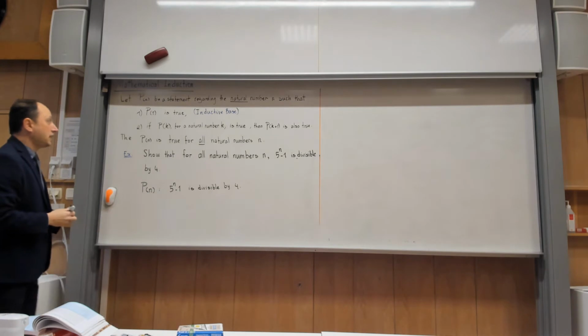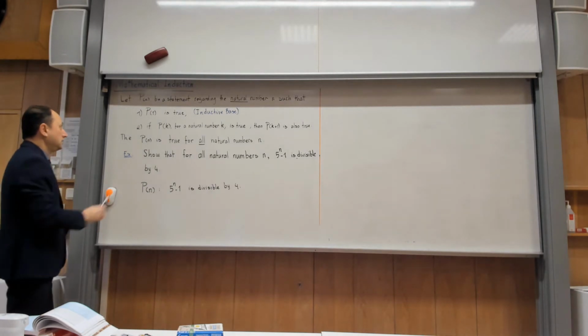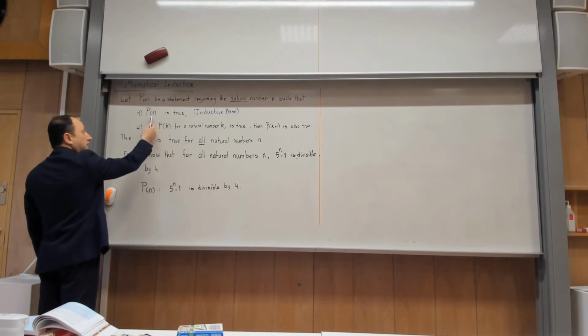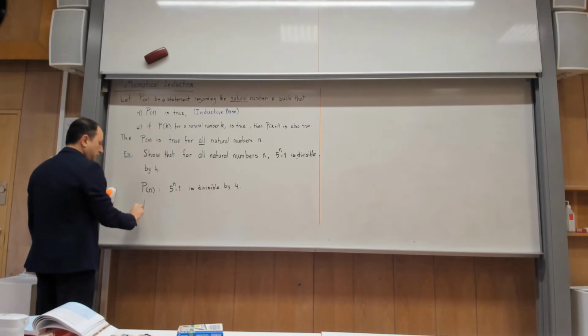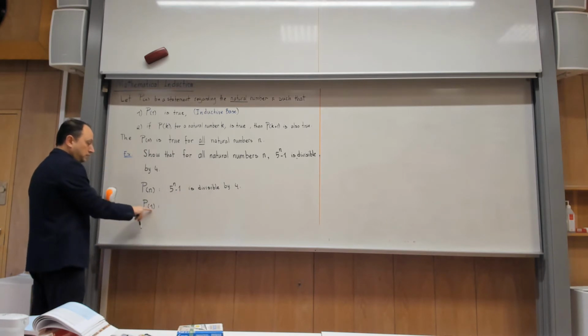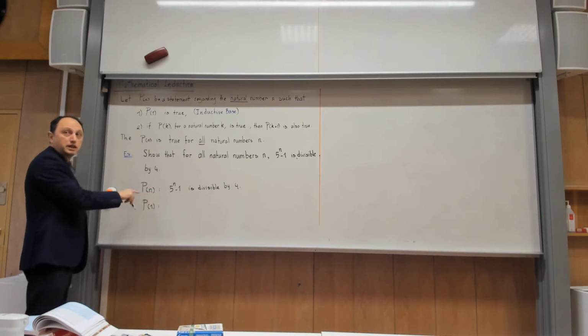This is my base. I have to check it manually. So what does it mean? It means that I have to write the statement for n equals 1. So I would write p of 1 and read it again. When I write p of 1, it means that I am replacing n with 1.